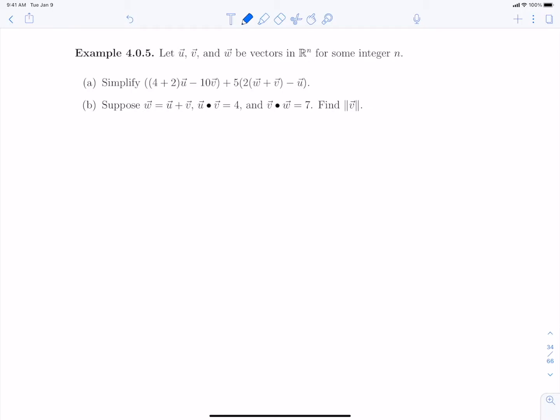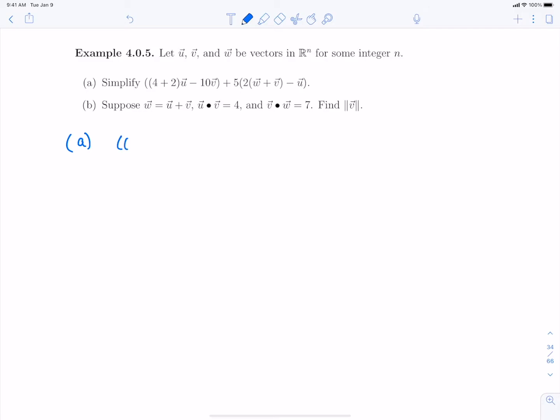We're going to begin this video by actually using some of the properties that are outlined in the theorems that we just did some proofs for to be able to simplify and help us solve some problems here. So for my first one, A, it just is asking me to simplify.